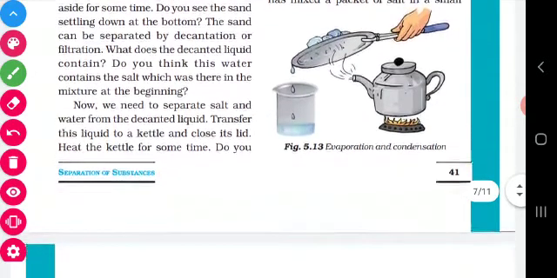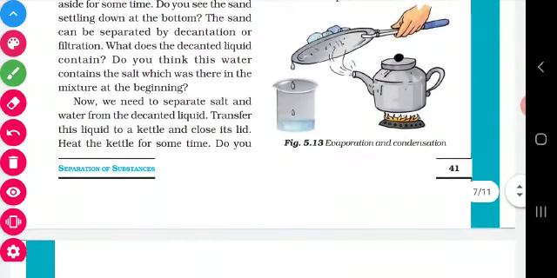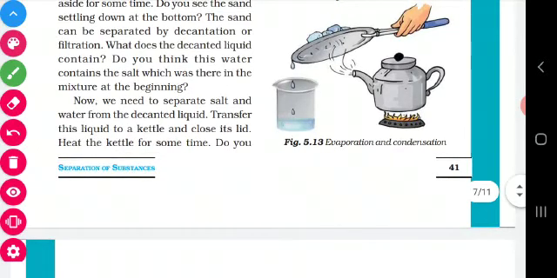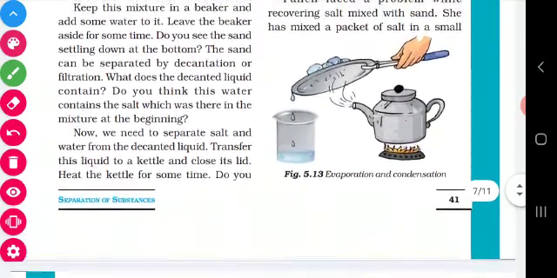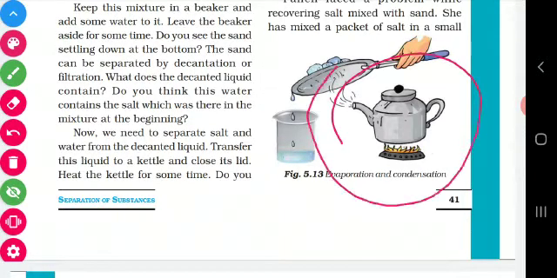Now we have to separate the salt and water. So what do we have to do? We have to transfer the solution, that is the mixture which contains salt and water, into this kettle and close it with the lid. Then we have to heat the kettle for some time.